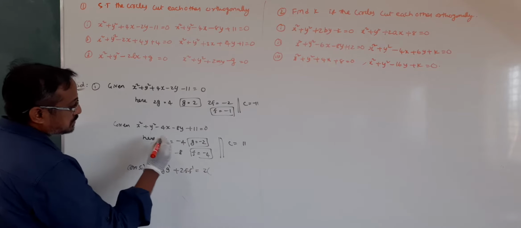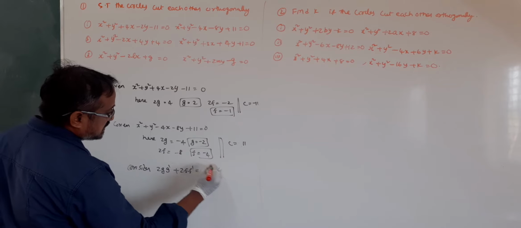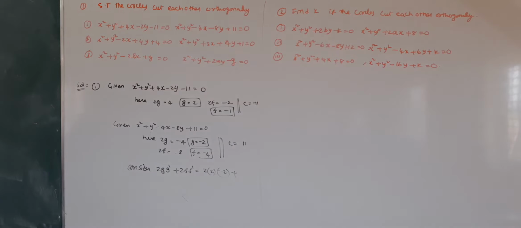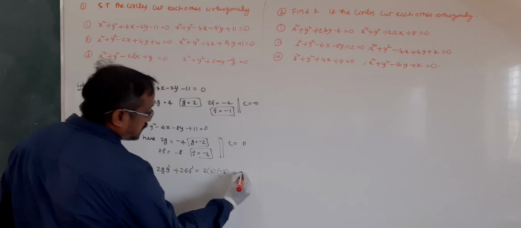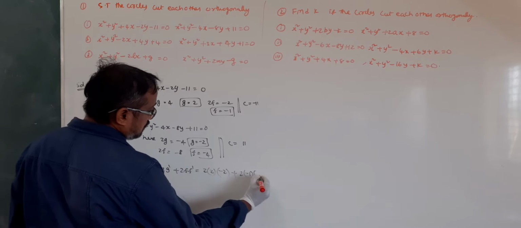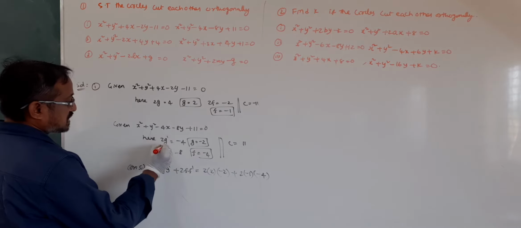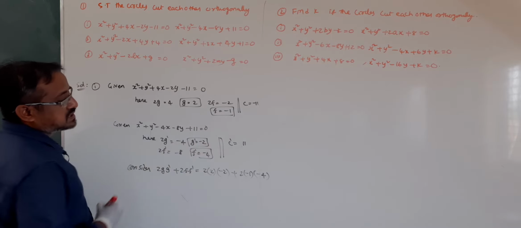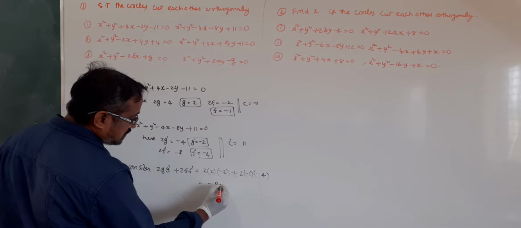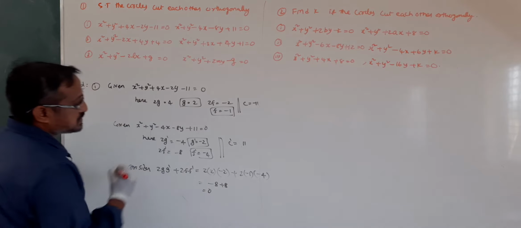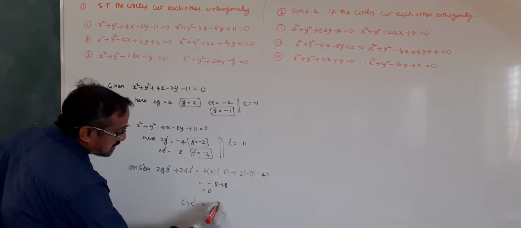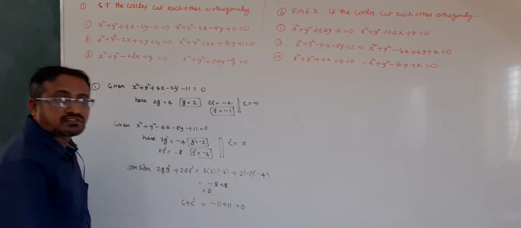So 2 into, what is g here? 2. g' is minus 2, plus 2 into f is minus 1 and f' is minus 4. So that will be minus 8 plus 8. You will get 0. Now c plus c' is minus 11 plus 11 which is equal to 0.